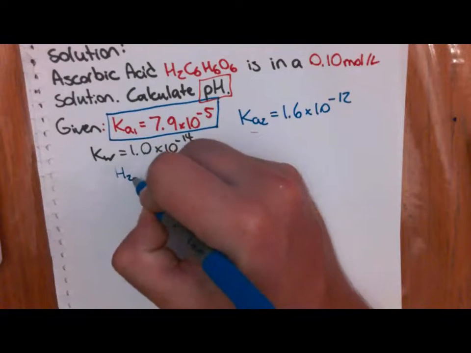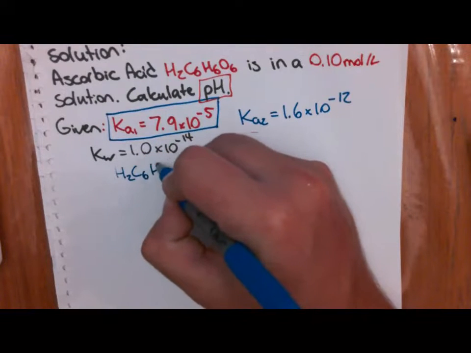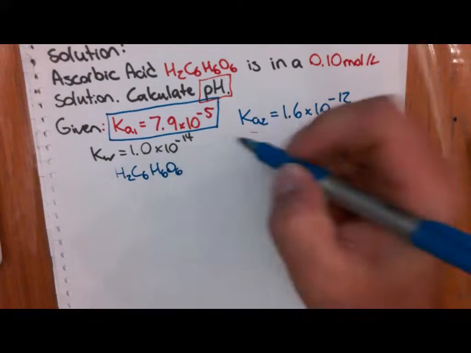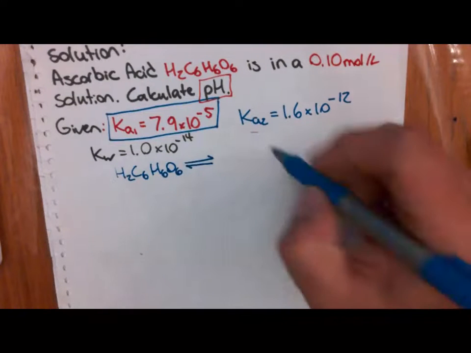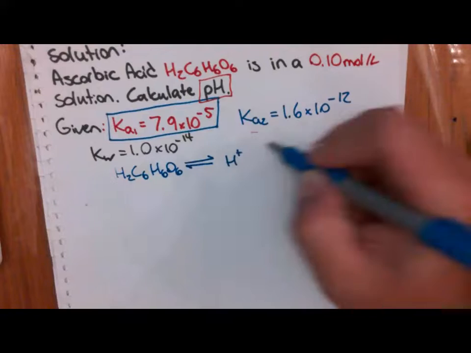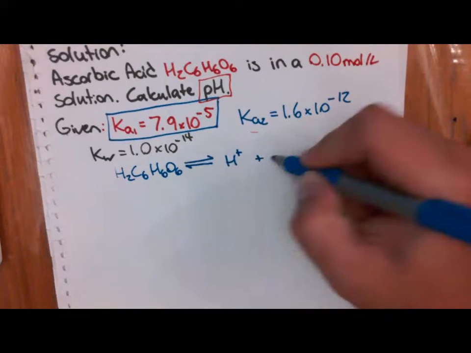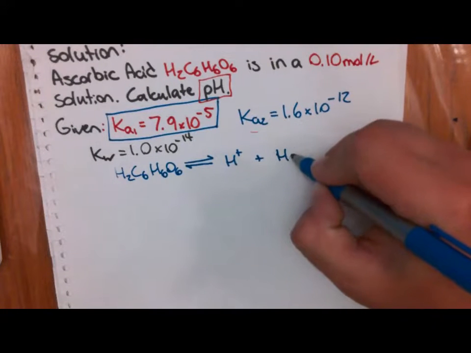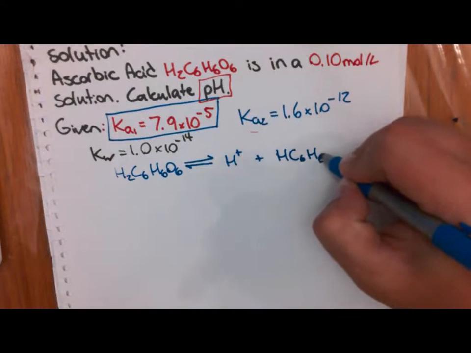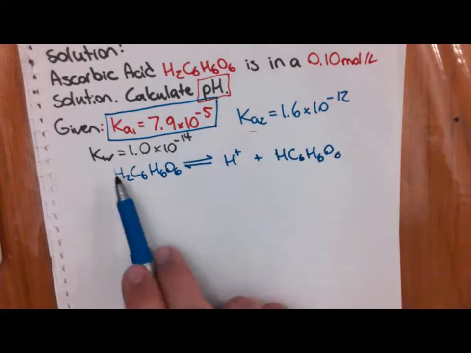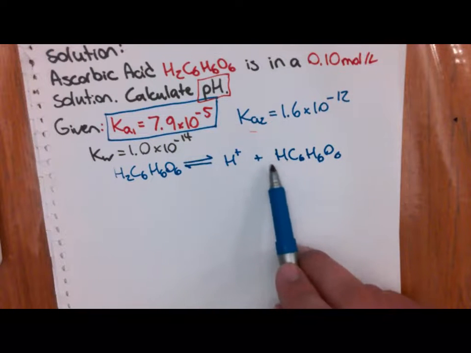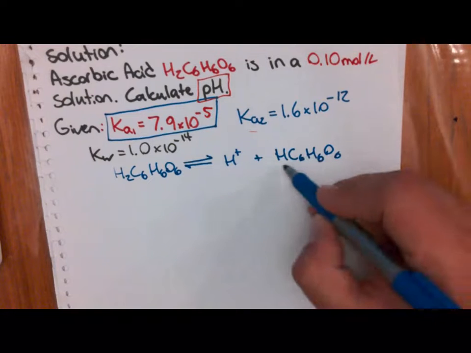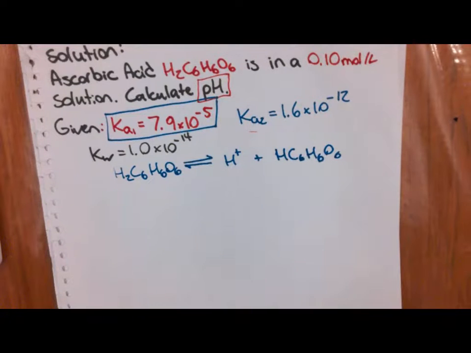So we're going to have our H2C6H6O6, and it is going to react in equilibrium to produce H plus ions, as well as HC6H6O6. So we're just seeing that this proton here is being donated, whereas we're only left with one proton, so this would be a monoprotic acid for the next step if we chose to go that way.